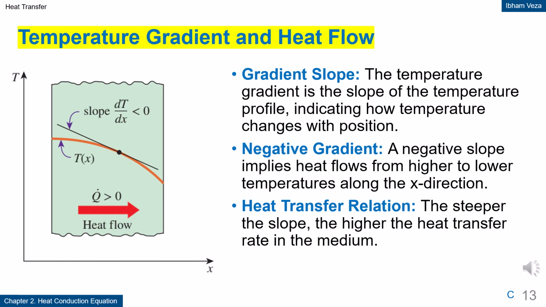The temperature gradient and heat flow. The temperature gradient represents the rate of change of temperature with respect to position. A negative sign in the gradient indicates that temperature decreases along a certain direction. The direction of heat flow is always opposite to the direction of increasing temperature. The steeper the temperature gradient, the higher the heat transfer rate. This concept forms the basis of Fourier's law of heat conduction.